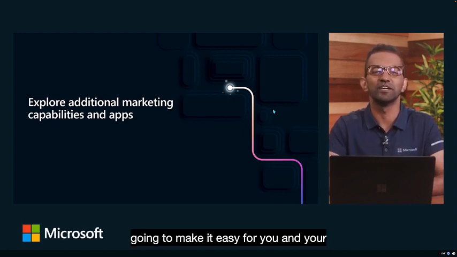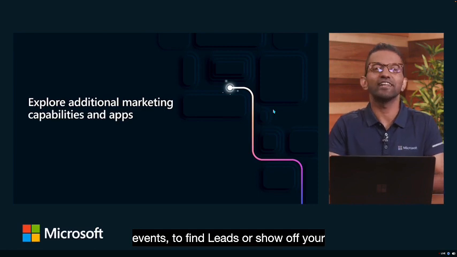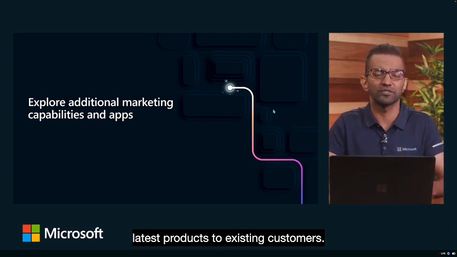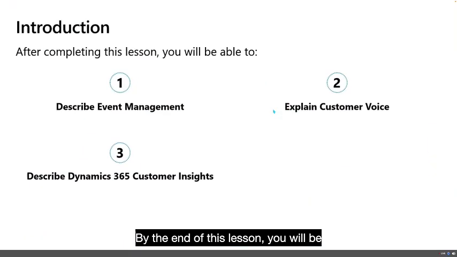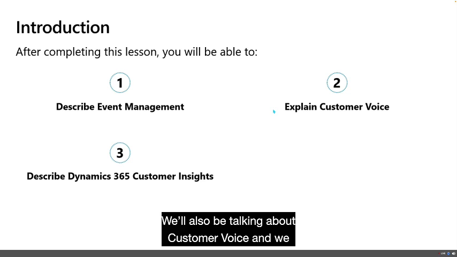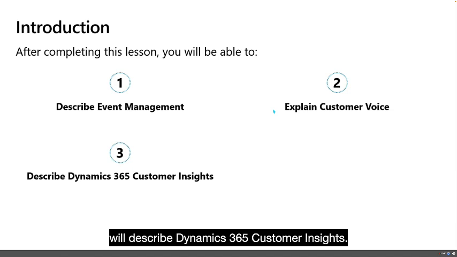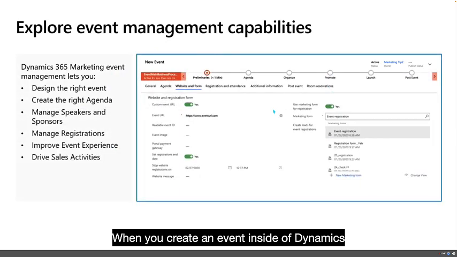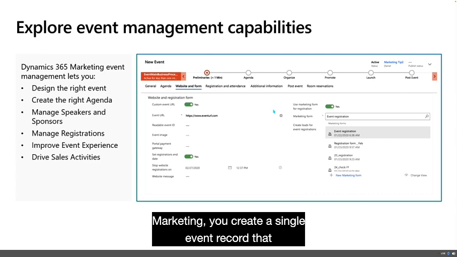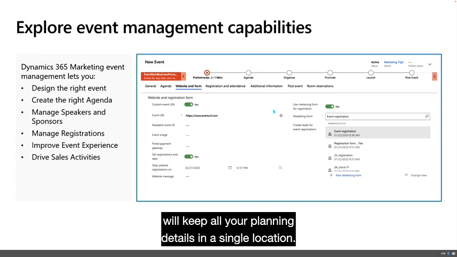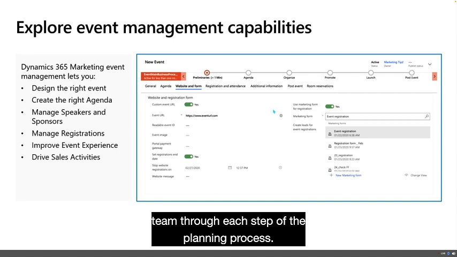When you create an event inside of Dynamics Marketing, you create a single event record that will keep all your planning details in a single location. This event record has a timeline to help your team through each step of the planning process. So if you need to arrange for speakers, individual sessions, as well as keep track of event registrations, your marketing team will have control of every single one of these details, from planning to budgeting, to promotion to publication, and finally to registration and event analytics.